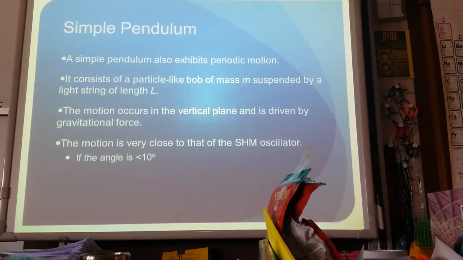Hi guys, we are going to focus on simple pendulums as well as physical pendulums, and then that'll be the end of chapter 15 for us.